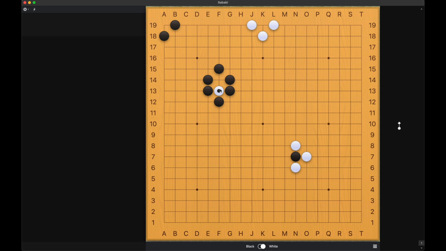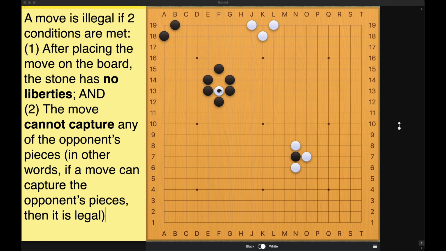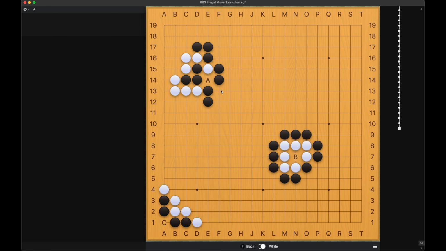So the definition of an illegal move really has two parts. We talked about the first part here: if you place a stone that has no liberties left, that's illegal. The second part is about whether or not you can capture your opponent's stones. If you can capture, then it's legal. If you cannot capture and have no liberties, then it is illegal. So let's look at a few examples.